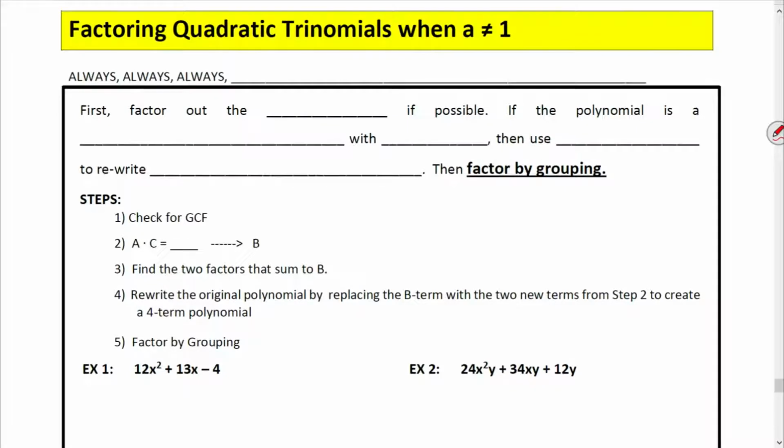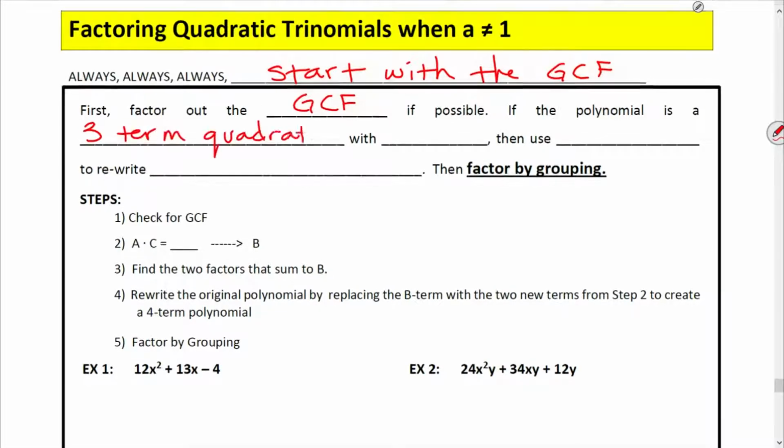For all of these factoring methods, we will always start with the GCF. So first, factor out the GCF if possible. If the polynomial is a three-term quadratic with a, the leading coefficient, not equal to 1, then we'll use the ABC method to rewrite as four terms, and then we'll do factor by grouping. Okay? So we will first, again, check for the GCF.